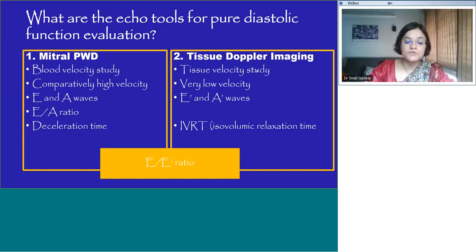We also are able to look at the IVRT. Now, combining the mitral and the tissue Doppler imaging is one important index, which is the E by E prime ratio. Very, very important for diastology.